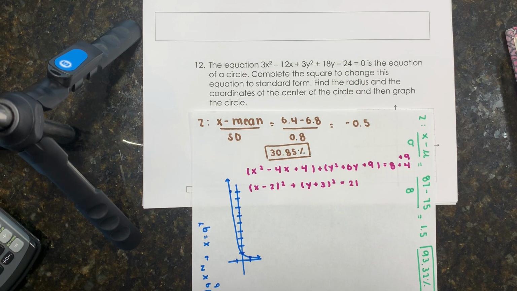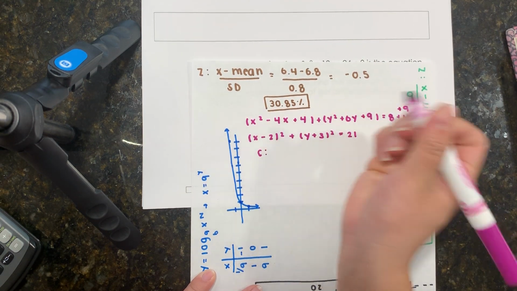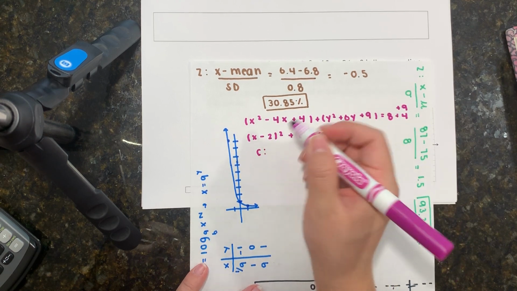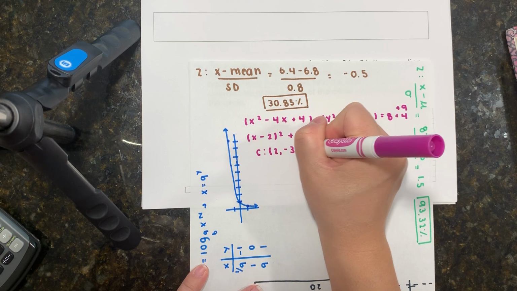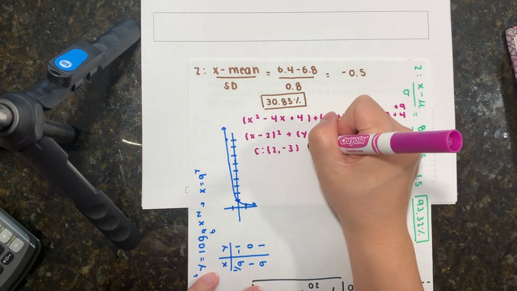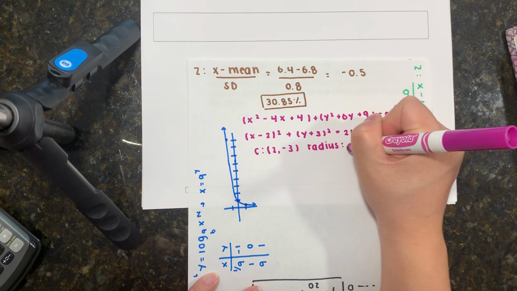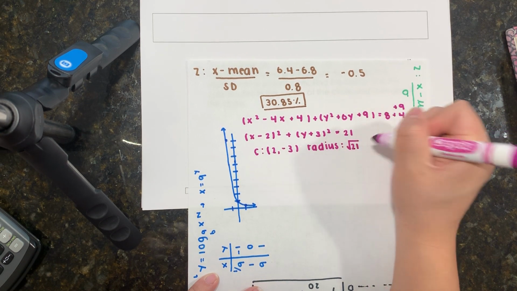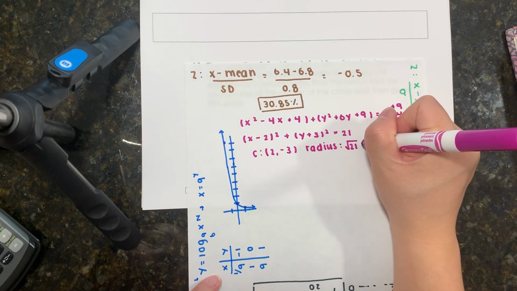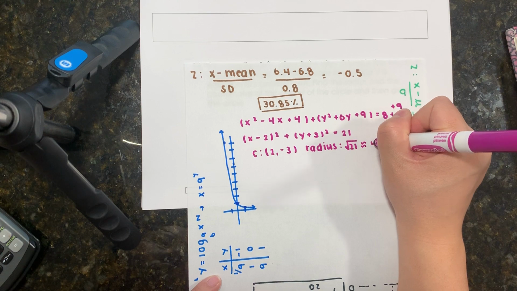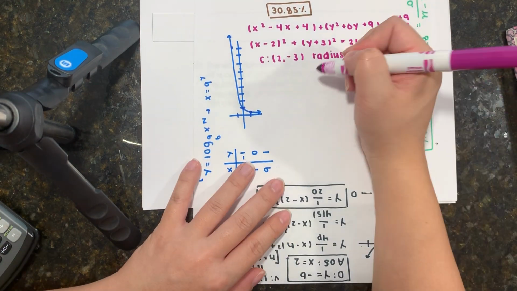Unfortunately, that does not come out evenly. So the center of the circle is going to be opposite of what's given. It's negative 2, so that would be positive 2. Opposite of 3 is negative 3. That's the coordinate for the center of the circle, (2, -3). And my radius is always the square root of the right-hand side, which in this case would be the square root of 21, which is approximately equal to 4.6. So, yikes. Now I need to graph this.